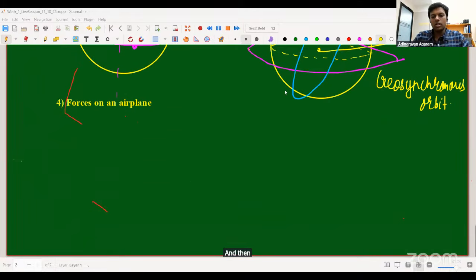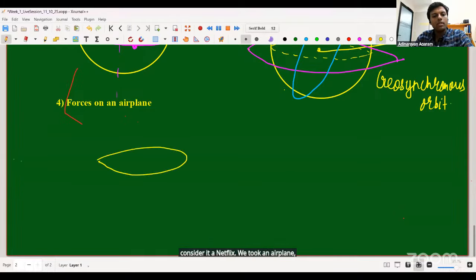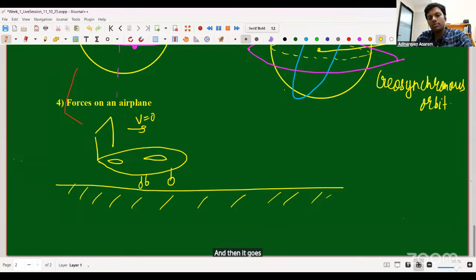The last lecture was on forces on an airplane, and the first thing that we did was consider an airplane, which is something like this, and say it's right now on the runway. Starting with some speed 0, it goes off to some speed. The first force that we really know of about the airplane is the weight.